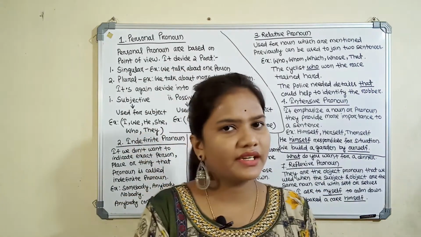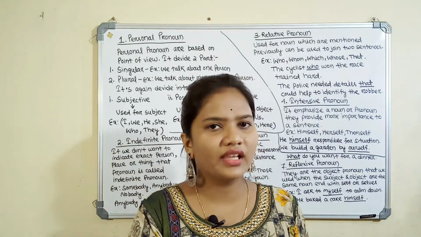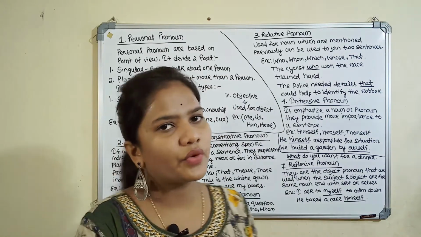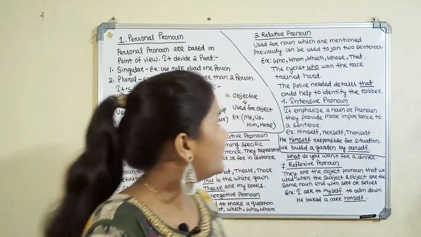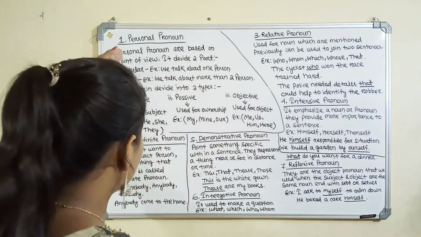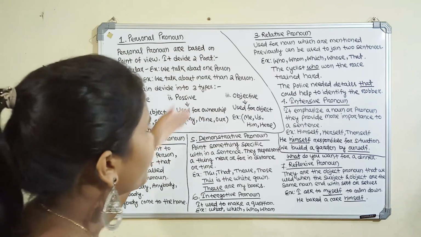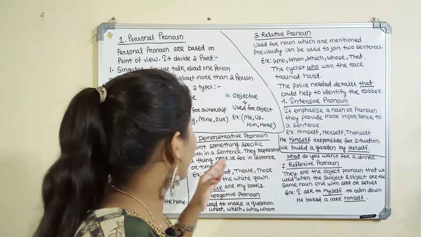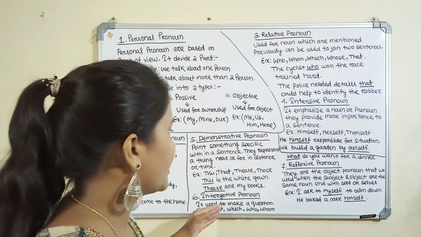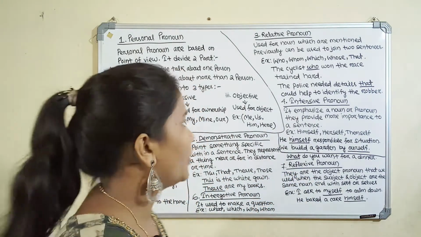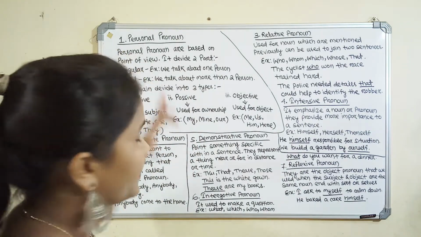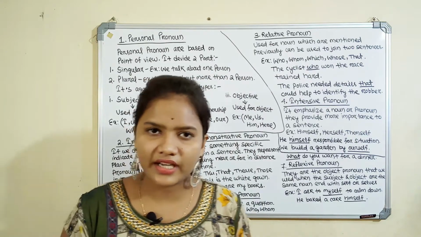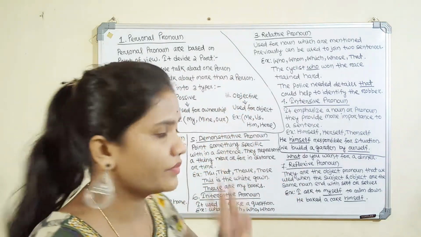Again we will revisit what we learned today. First of all, we learned that pronouns are of seven types: personal pronoun, second is indefinite pronoun, third is relative pronoun, fourth is intensive pronoun, fifth is demonstrative, sixth is interrogative, and seventh is reflexive pronoun. Personal pronoun is first of all two types, plural and singular. Then it is divided into three types, that is possessive, subjective, and objective pronoun.